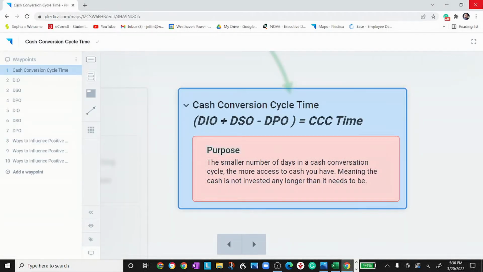The cash conversion cycle time is a formula of days inventory outstanding plus days sales outstanding minus days payables outstanding. That equals a cash conversion cycle time in days. The smaller number of days in a cash conversion cycle, the more access to cash you have, meaning cash is not invested any longer than it needs to be.